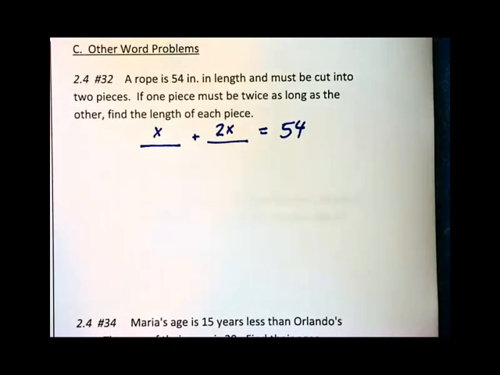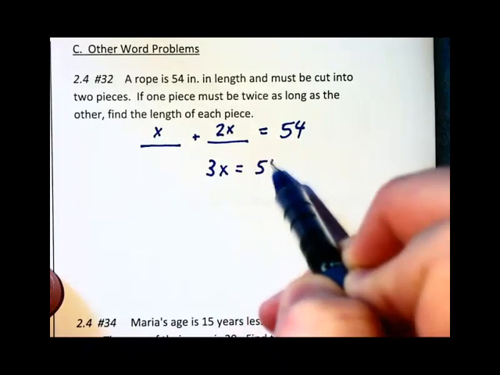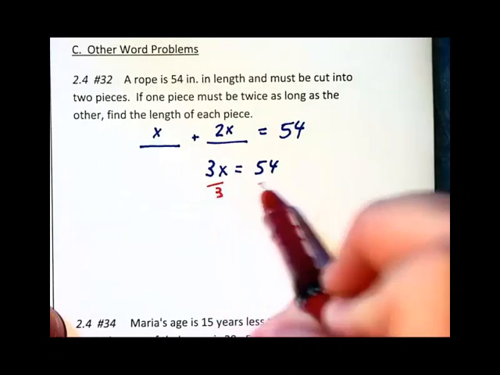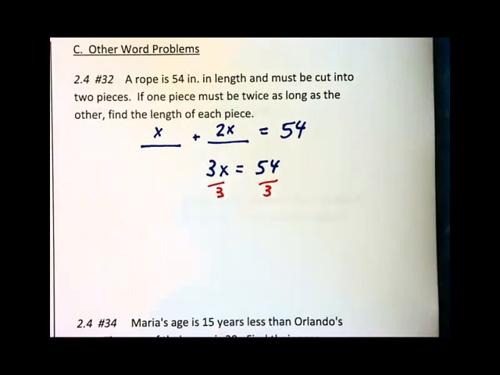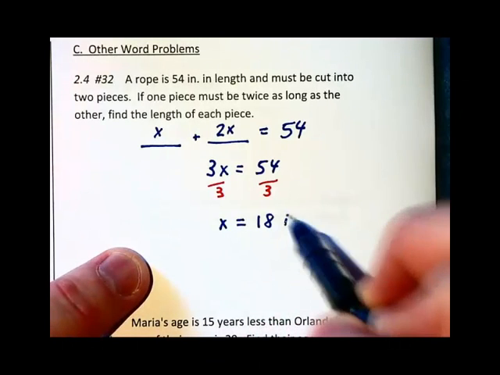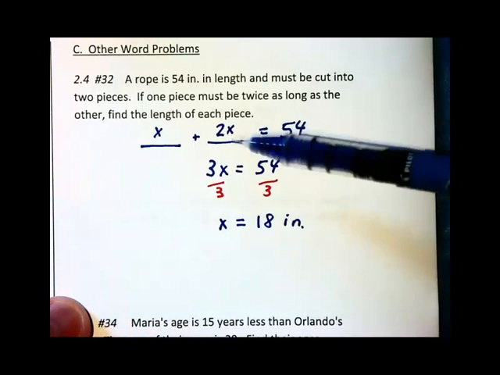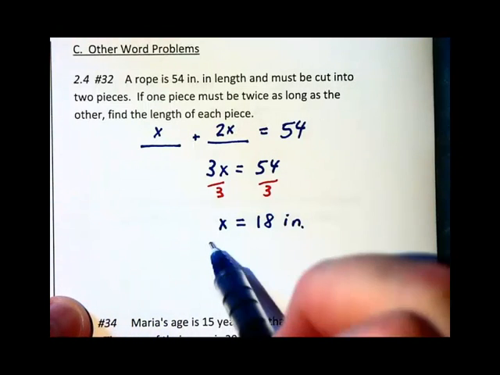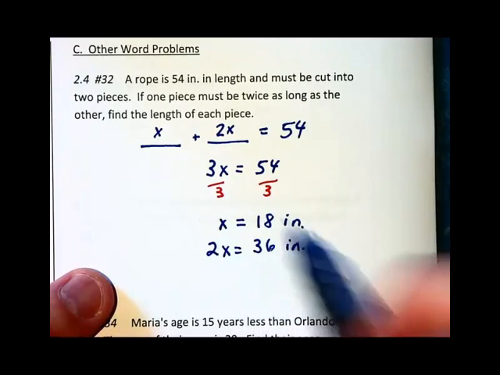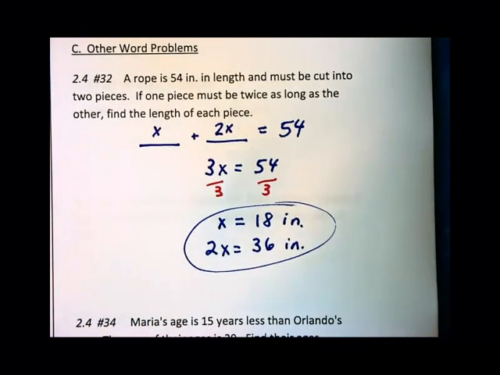There's my equation. I'm going to combine like terms to get 3x is equal to 54. And then I'm going to divide each side by 3 and get x is equal to 18. I'm going to write down the unit, which is 18 inches. And that'll be my first piece of rope. Up in the problem, the other piece is twice as long, so 2x will equal 36 inches. And there's my two pieces of rope, my two measurements I'm looking for.